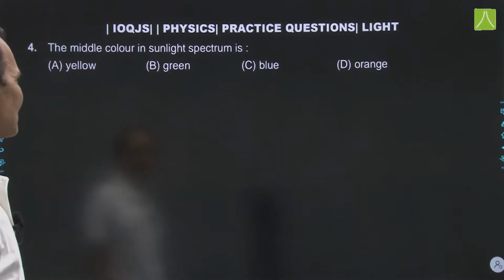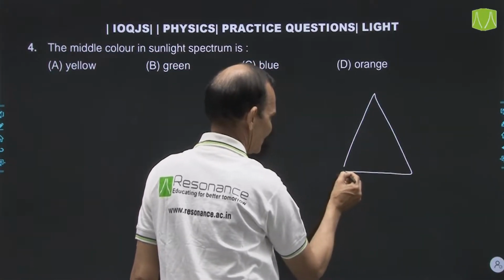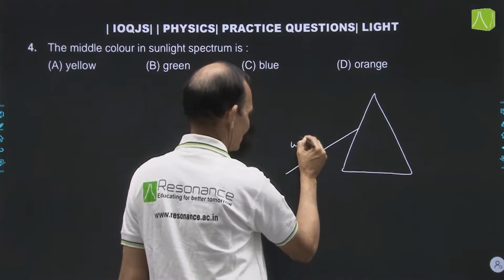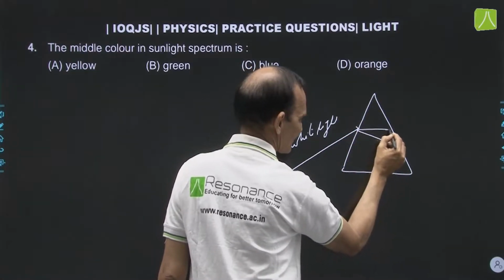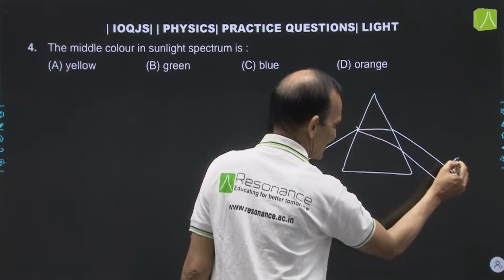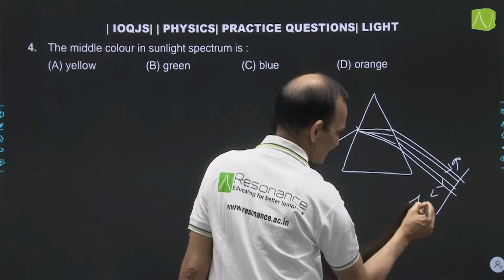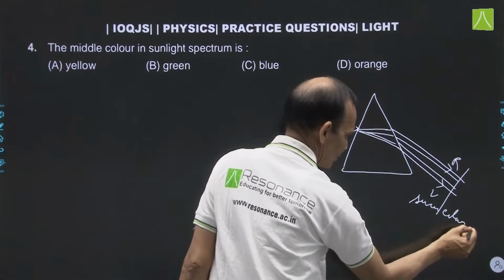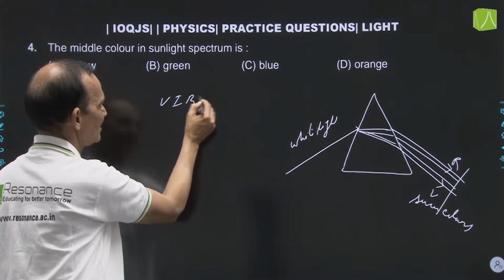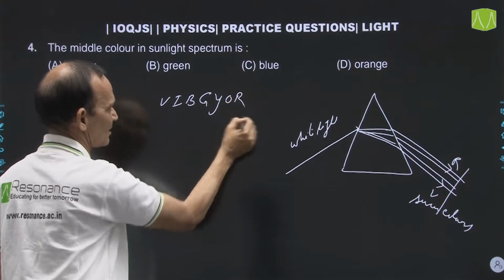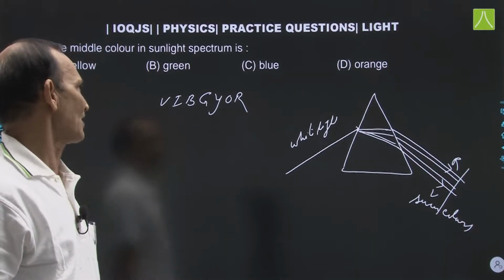The middle color in the sunlight spectrum is... okay, at the prism, when sunlight, white light, falls, then it is divided into 7 parts. Dispersion takes place. It is red, last is violet. There are 7 colors. You know very well the sequence is VIBGYOR. It's violet, indigo, blue, green, yellow, orange and red.